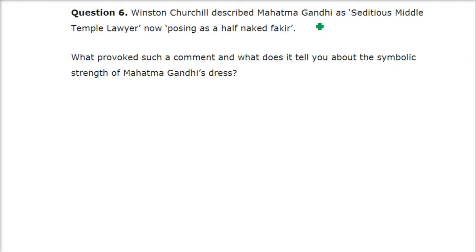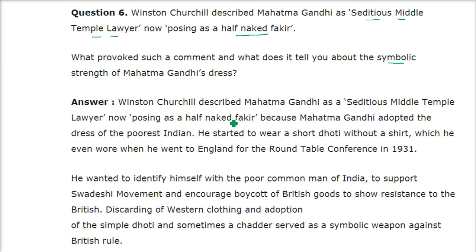Winston Churchill described Mahatma Gandhi as a seditious Middle Temple lawyer now posing as a half-naked fakir. What provoked such a comment from Churchill, and what does it tell you about the symbolic strength of Mahatma Gandhi's dress?